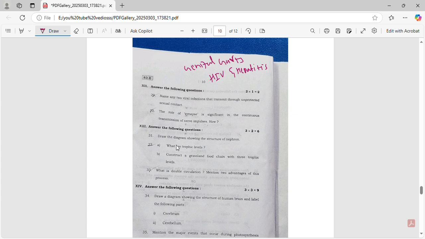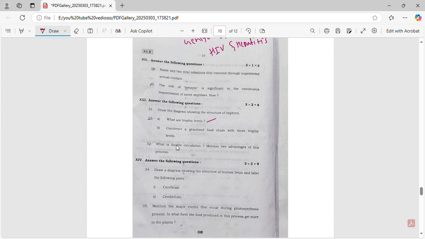Draw the diagram showing trophic levels, the steps involved in a food chain. This looks like an easy question. Grassland food chain, you can just write grass, grasshopper, and just write frog. That's it. Double circulation: the flow of blood through the heart twice to complete one circulation. An advantage of this process is that oxygenated and deoxygenated blood will always be separated. And it provides a sufficient amount of energy to maintain body temperature, right?